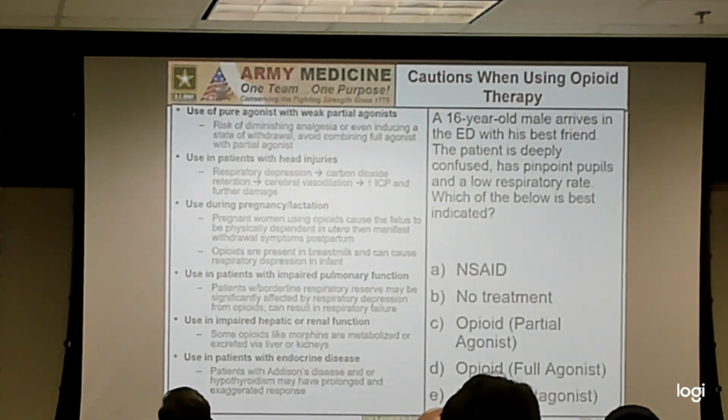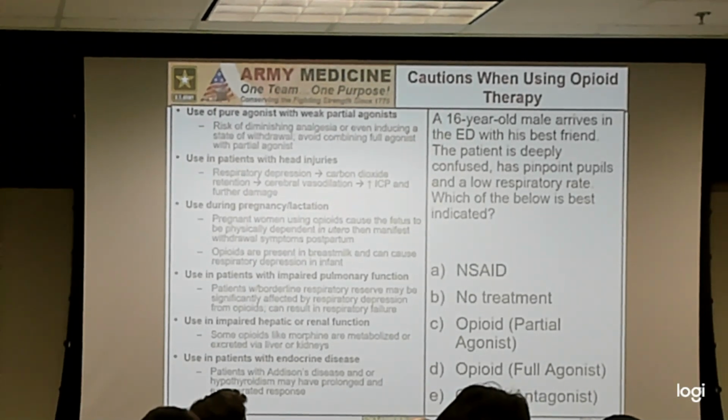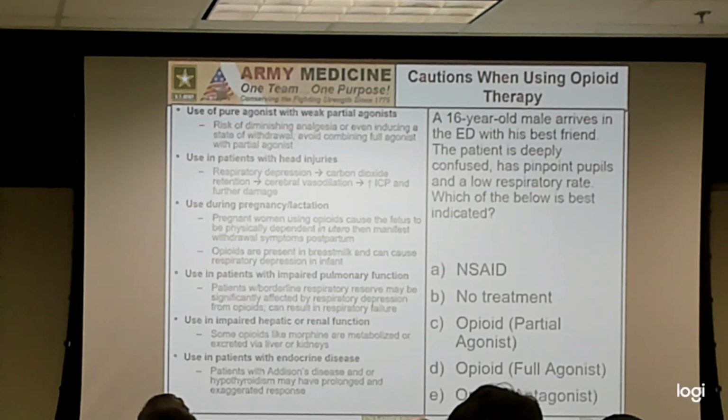This is just a summary chart, so I'm not going to read it, of essentially what we've talked about before. The only thing that I didn't talk to you about was, due to the respiratory depression, patients who could have head injuries, meaning they could possibly already have some type of respiratory depression. You would want to avoid opioids if you can, because it can increase the intracranial pressure in those patients.